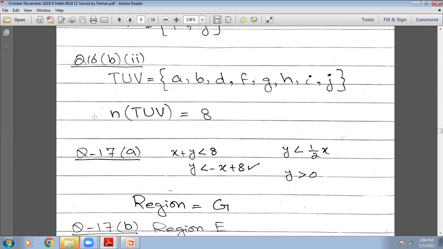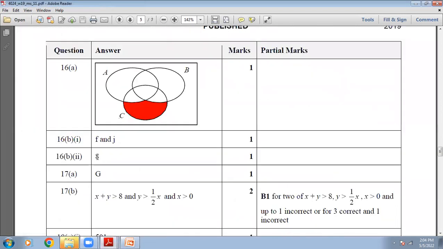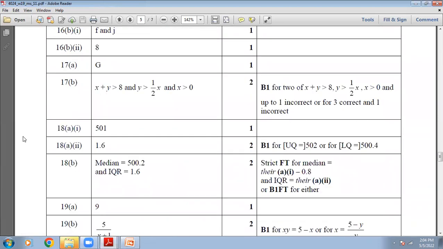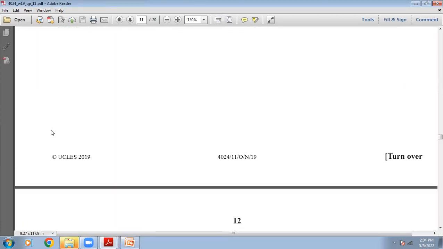So T union V will be A, B, D, F, G, H, I, J. And how many members are there? You can count them. 1, 2, 3, 4, 5, 6, 7, 8. So there are 8 members. So question number 16B, second part. Its answer is 8 members. So let's check. 8 members. Yes, our answer is right. Okay, so we are done with the question number 16. Okay, so we are going to the next question.